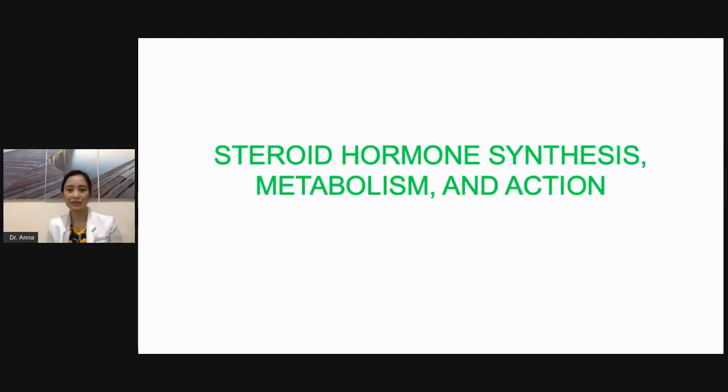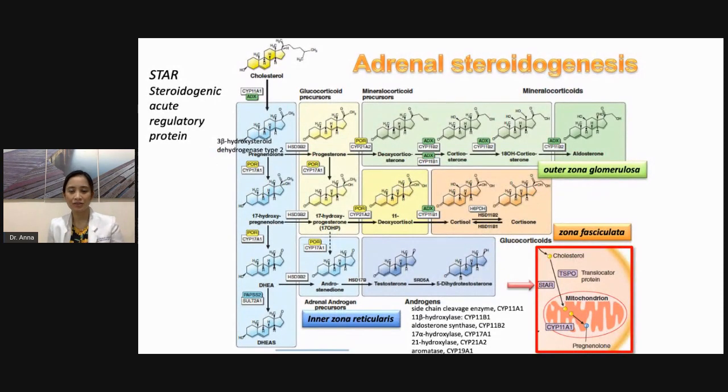Now we go to steroid hormone biosynthesis, metabolism in action. So this is an overview of the processes that happen in adrenal steroidogenesis, how your steroid hormones are synthesized. So your steroid hormones are synthesized in your inner mitochondrial layer.